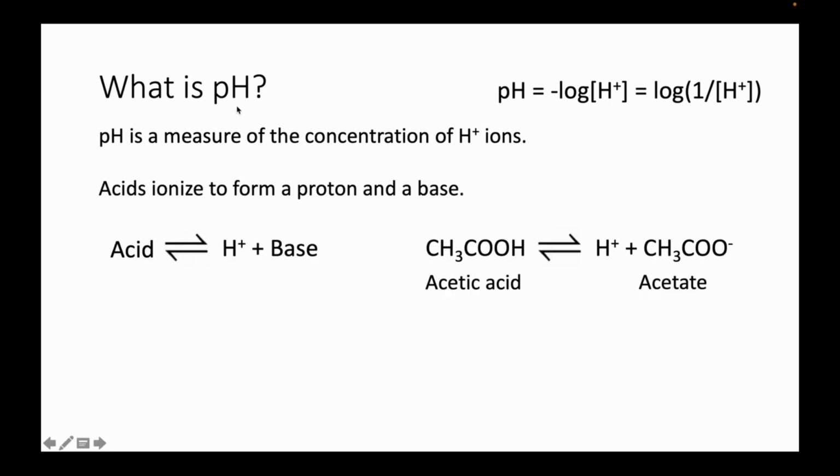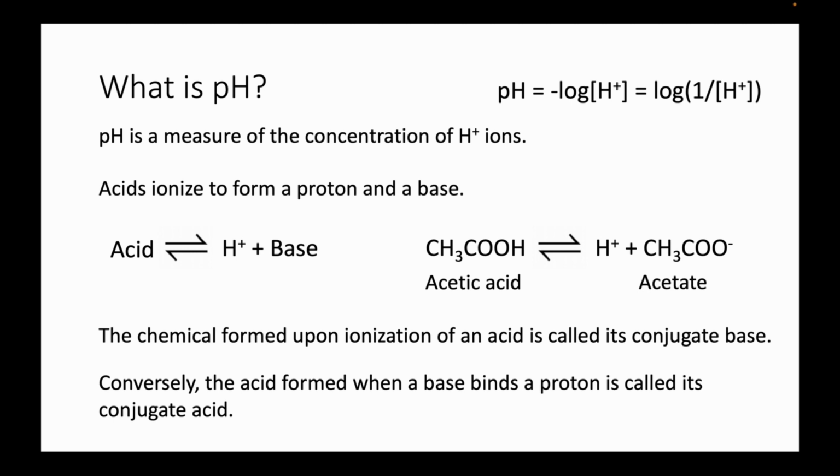Again, some basic acid-base chemistry. Acids will ionize to form a proton or a hydrogen and a base. This is reversible, so the chemical equation can go left or right. So that acid can ionize to form that proton, that H plus ion, and a base. Looking at a real chemical reaction, we have acetic acid on the left, which can ionize to form that proton plus acetate. You'll notice these are both ions, so that's why it's an ionization reaction.